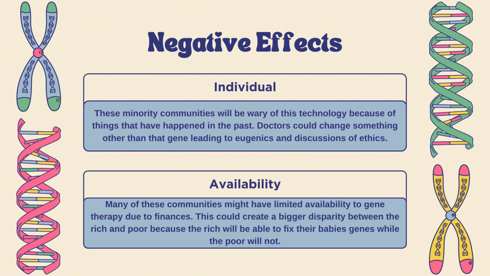Many of these communities might also have a limited availability to gene therapy due to finances. This could create a bigger disparity between the rich and the poor, because the rich will be able to fix their babies' genes, letting them live longer and have full lives, while the poor will not, forcing their children to die early and actively pushing them down.